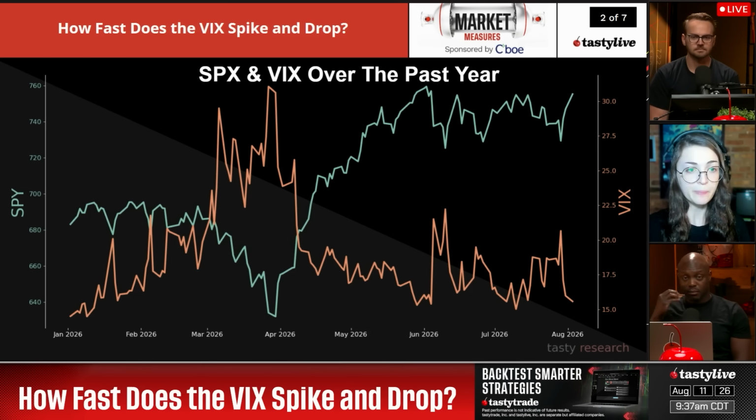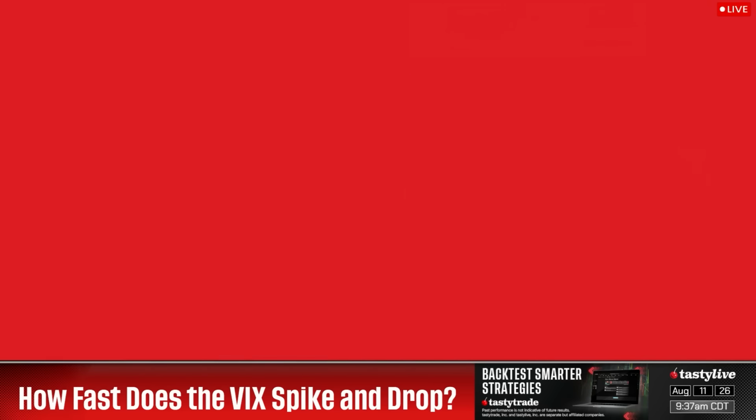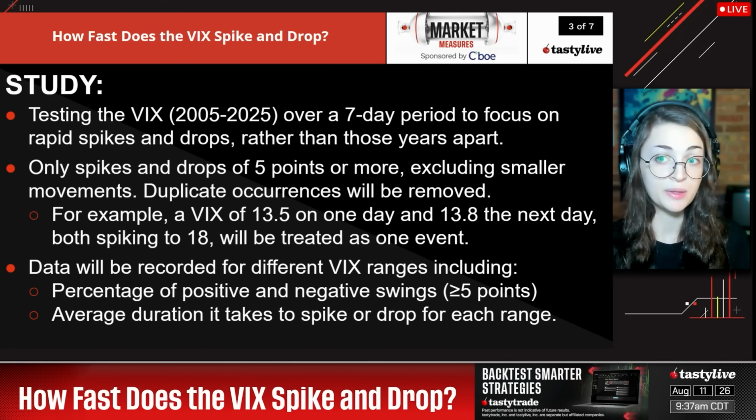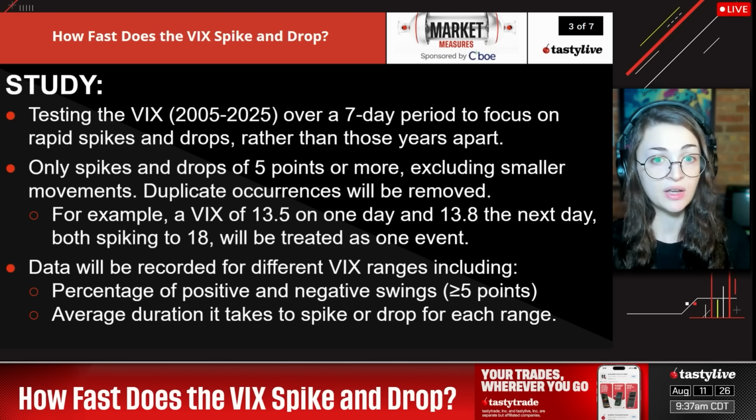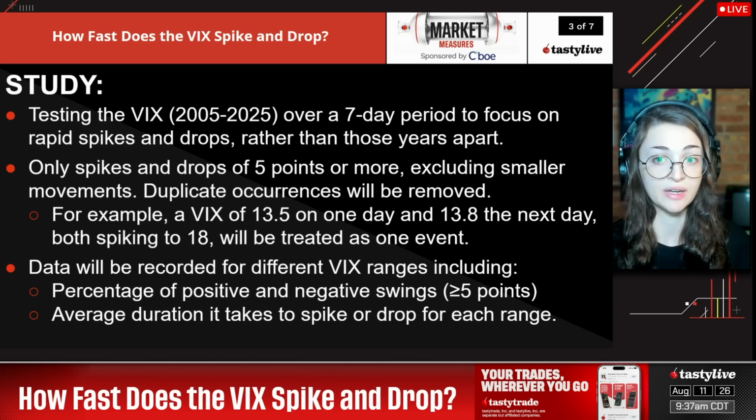But this year in particular has been quite unusual because of those volatility expansion and contraction dynamics being flipped around. So if we go to the next slide, we've got our study here. We're going to be looking a little bit longer term than just 2026, at 2005 to 2025, over 7-day rolling periods. We're going to be looking at expansions and contractions over those timeframes to understand, when the VIX is in a specific range, what behaviors are most common over those 7-day rolling periods.